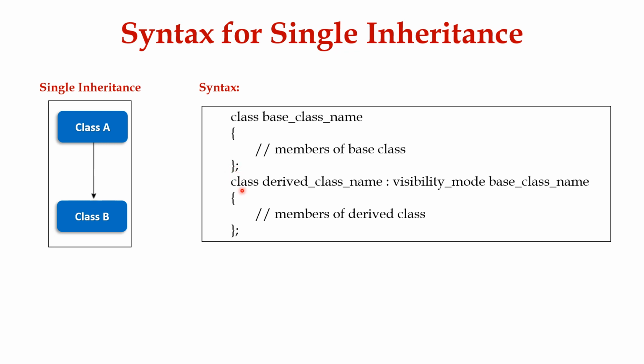Next, class is a keyword followed by the derived class name, followed by a colon, then followed by the visibility mode. It can be either public or private, followed by the base class name. Again, the derived class starts with an open curly brace. Then we can have the members of the derived class with its own variables and member functions. Finally, the derived class is ended with a closed curly brace followed by a semicolon. So this is the syntax for single inheritance. We have one base class and one derived class.